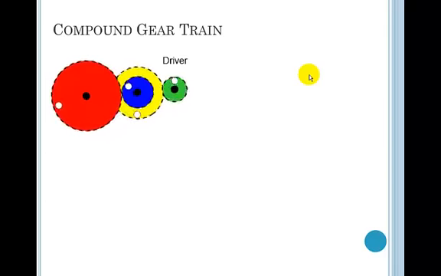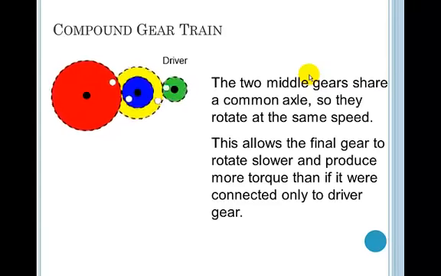In that scenario, you can see that the red gear is much larger than the blue gear, so it has a much reduced speed. How do we calculate the overall gear ratio for that? We say the two middle gears have a common axle, so they're going to rotate at the same speed. What this lets us do is make the final gear rotate slower and produce more torque than if it were connected directly to the driver gear.